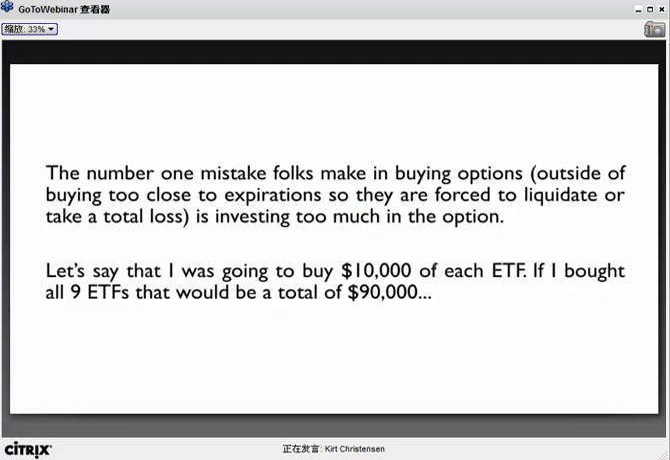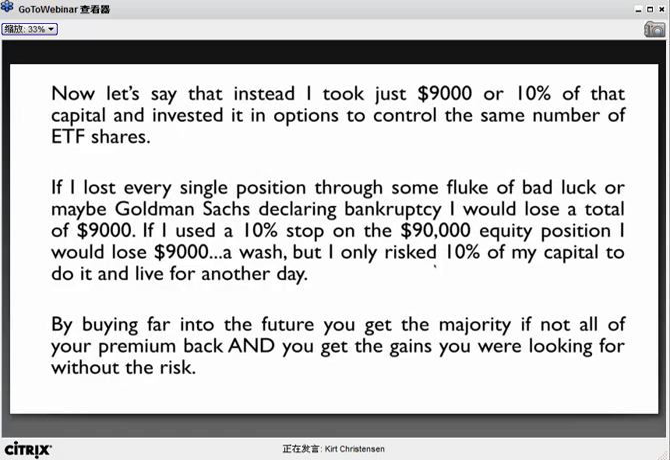So the number one mistake that folks make in buying options, outside of buying too close to the expiration date so they're forced to liquidate or take a total loss, is investing too much in the option. Now let's say that I was going to buy $10,000 of each ETF. If I bought all 9 ETFs, that would be $90,000. Now let's say I took just $9,000 or 10% of that capital and invested in options to control the same number of shares. Even if I lost every single position through some fluke of bad luck or bankruptcy, I would lose a total of $9,000.